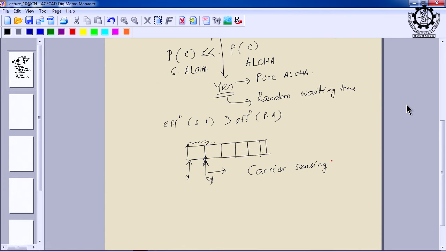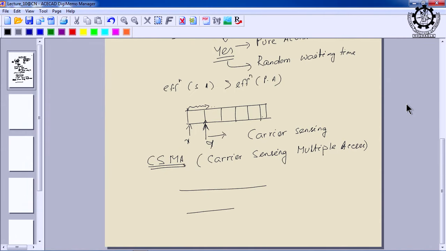So, pure ALOHA and slotted ALOHA do not have the provision of carrier sensing, but there are certain protocols, we say CSMA, carrier sensing multiple access protocol. Now, what this protocol does, when the station is ready to transmit, instead of just pushing the data to the channel, it tries to sense the channel. That means they try to understand what the other nodes are doing.